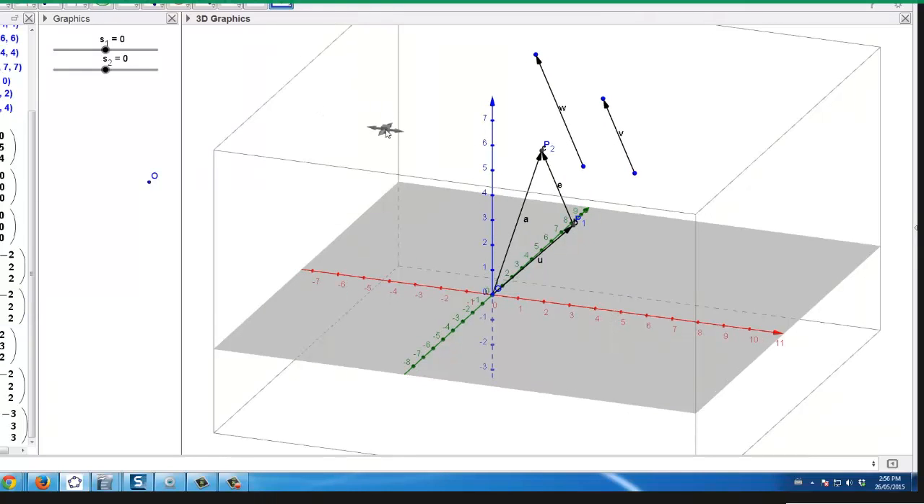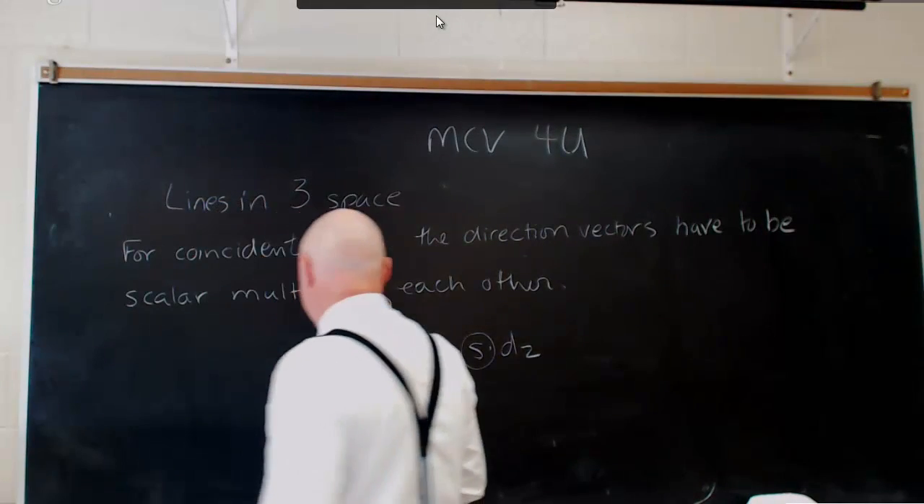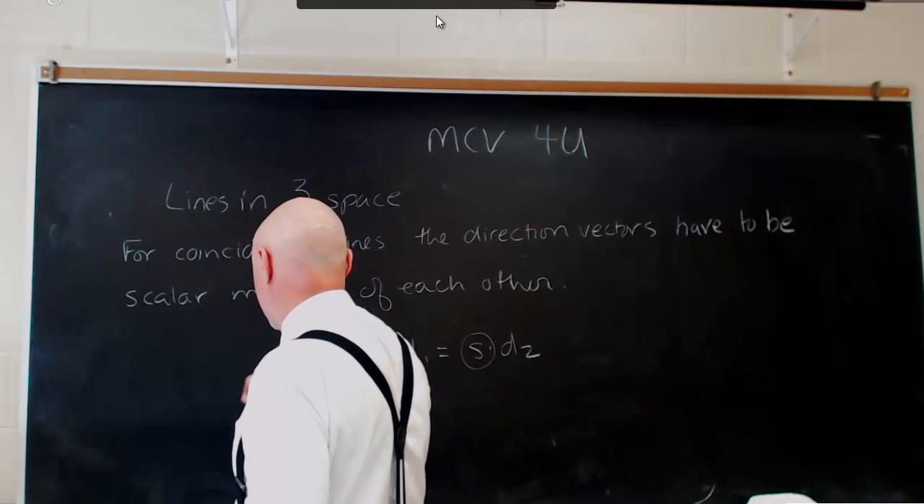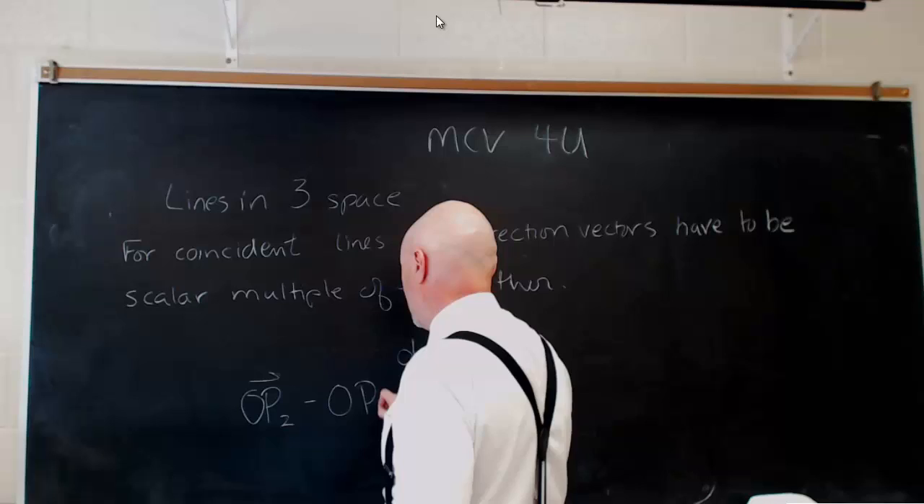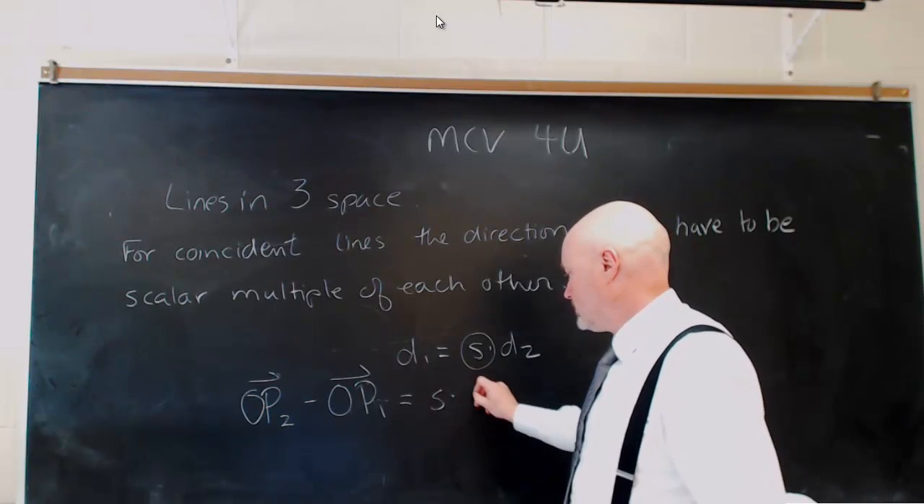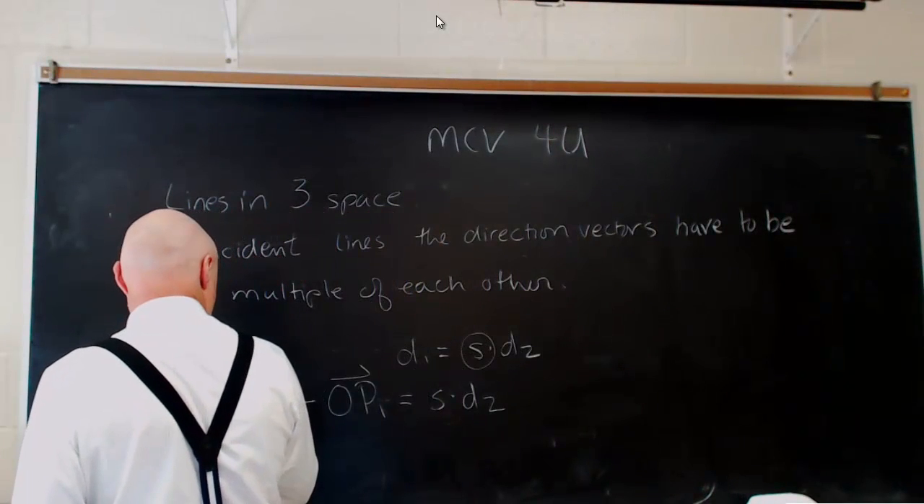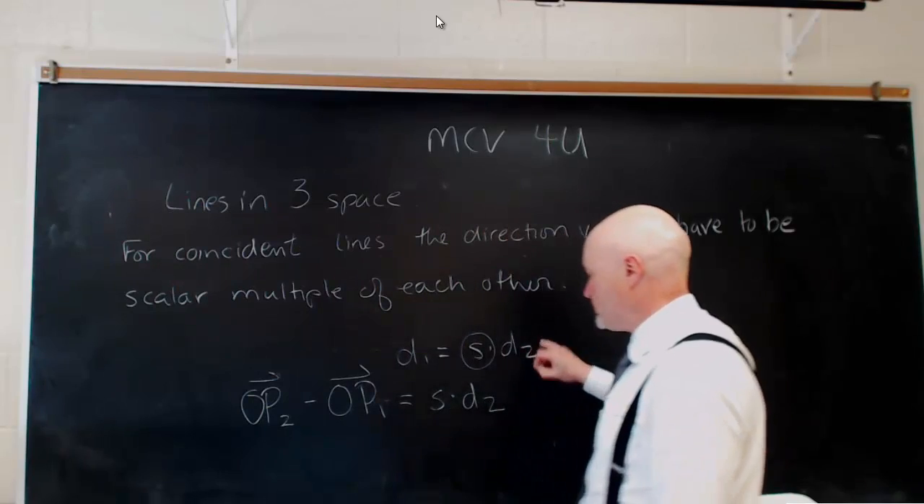Okay, there we go. Yes, so in fact, if we drew a vector from P1 to P2, we'd see that that vector has to be a scalar multiple of one of the direction vectors. So really what we're saying is vector OP2 minus vector OP1 is a scalar multiple of one of the direction vectors. So these two conditions have to be true.